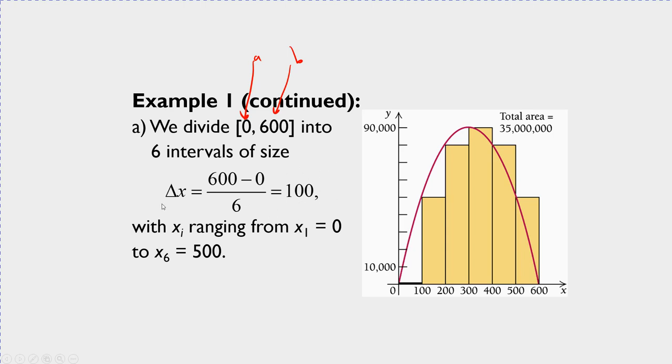We're going to take x sub i ranging from x sub 1, starting at 0, and x sub 6 is going to go to 500. So this is the first rectangle here, this is the second, the third, the fourth, the fifth, and the sixth rectangle. You're going to notice that this first one has no height, so there's no area for that one, and that's totally okay.